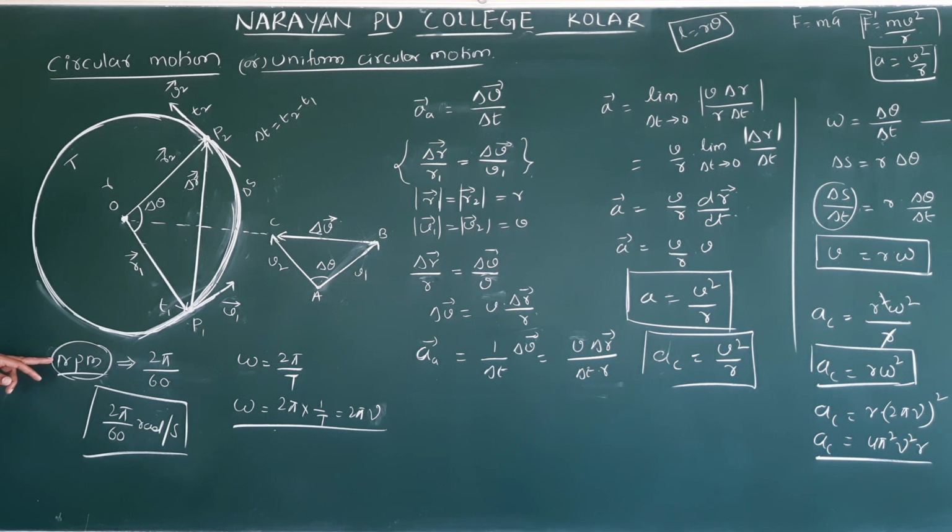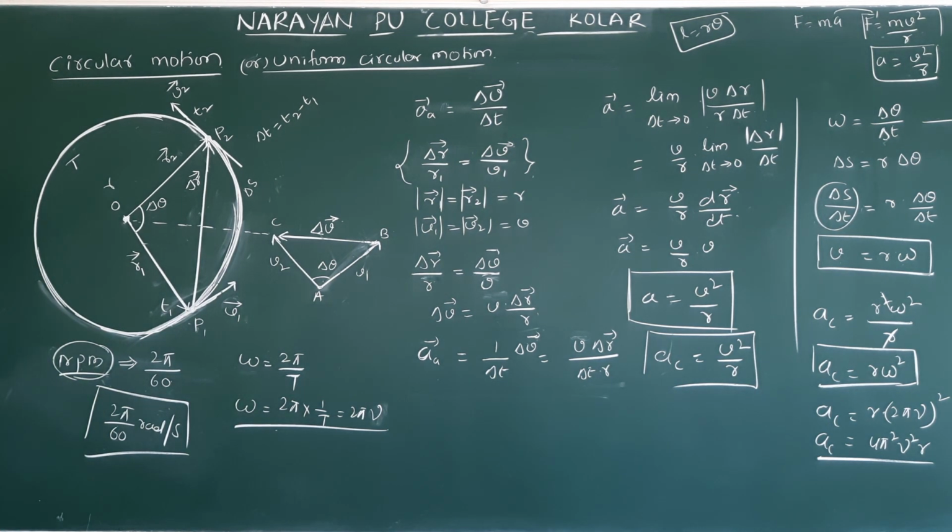If they give 2 RPM, 2 into 2 pi by 60. If they give 3 RPM, 3 into 2 pi by 60. It depends on the number of rotations. But given the number of rotations, how do we convert into radian per second? By multiplying by 2 pi by 60. Keep this point in your mind. This is very important. Without converting, you cannot solve the question.